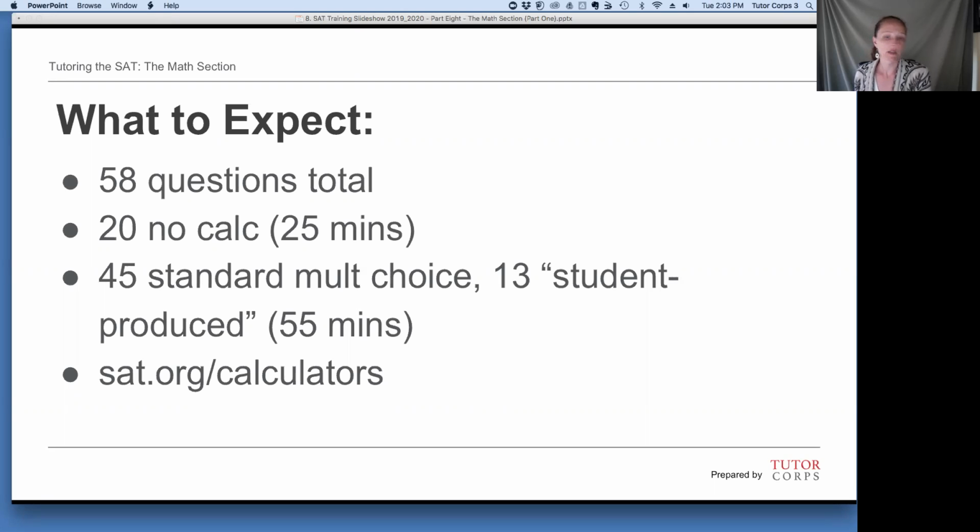Be sure to check out the acceptable types of calculators on the SAT website. Preferably, students will have access to a calculator with both graphing and trig functions available. And again, they should be practicing with the calculator they're planning on using on the real test.